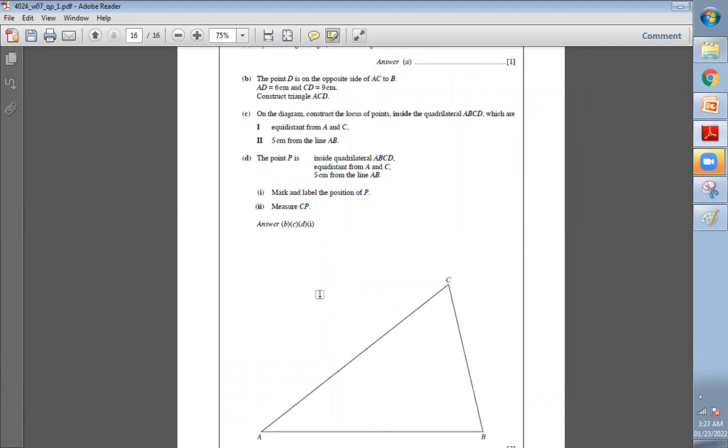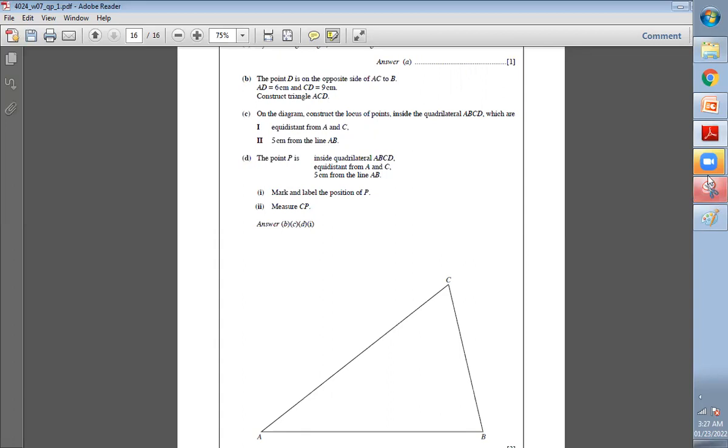So the D is here somewhere. So the AD is 6. So put the protector here. Take this as center. Mark an arc of how much? 6 centimeter. And then put the pin of the protector here and mark an arc of 9 centimeter. Where these two will intersect each other, that will be the D point, and you can join it with the A and the C.